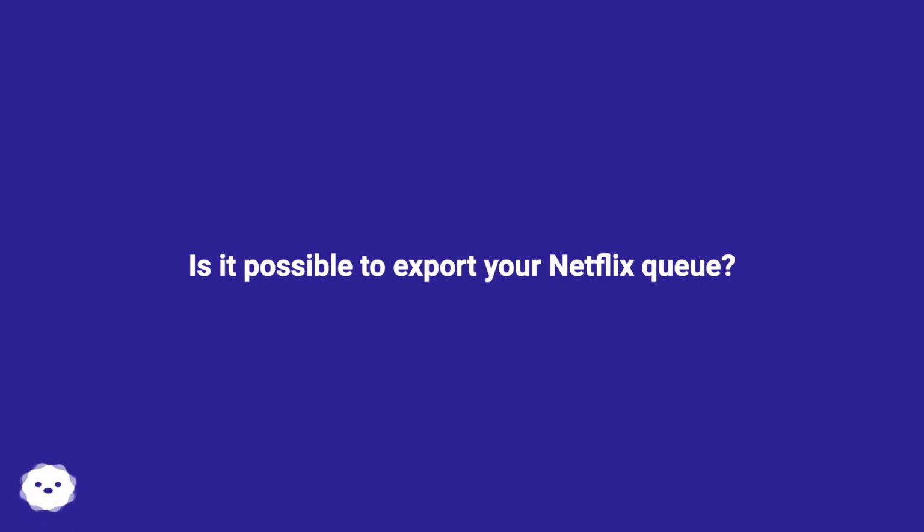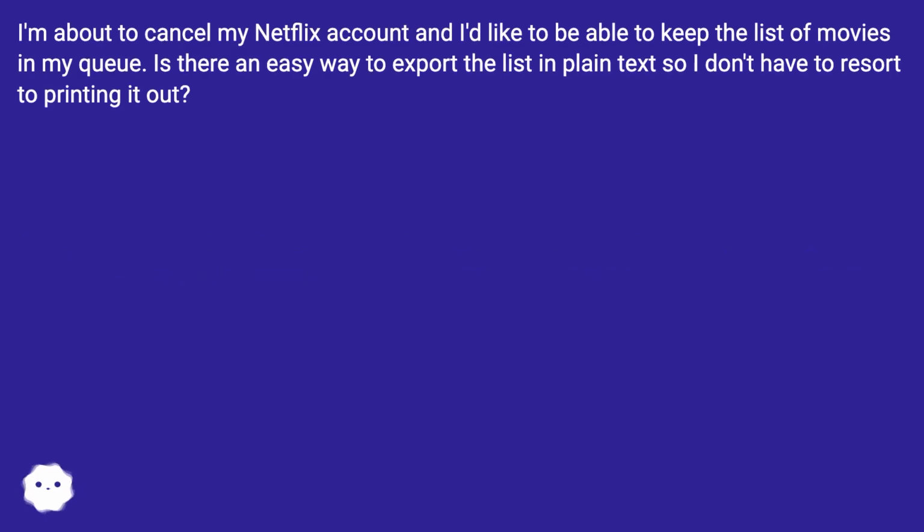Is it possible to export your Netflix queue? I'm about to cancel my Netflix account and I'd like to be able to keep the list of movies in my queue. Is there an easy way to export the list in plain text so I don't have to resort to printing it out?